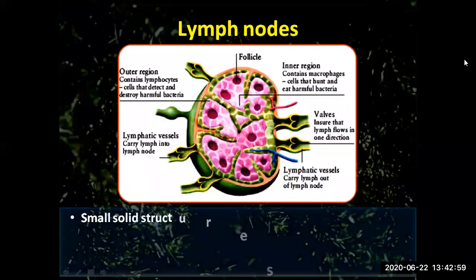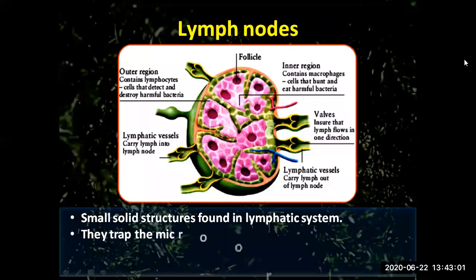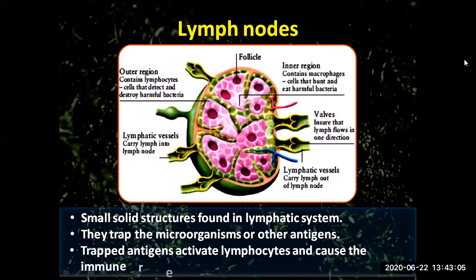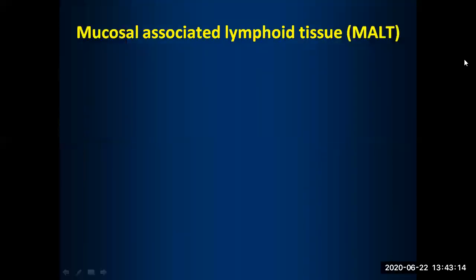Lymph nodes. What is a lymph node? A secondary lymphoid organ, a secondary lymphoid tissue. Small solid structures found in the lymphatic system. They trap the microorganisms or other antigens. Trapped antigens activate lymphocytes and cause the immune response.